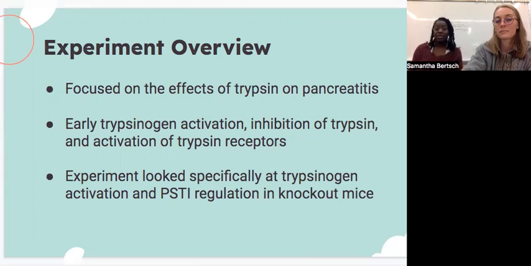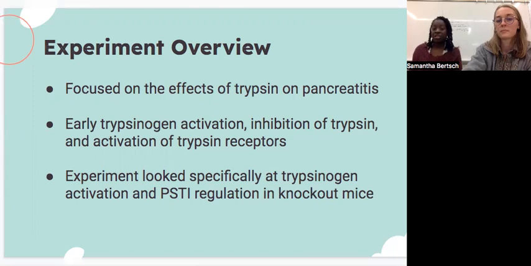Pancreatic secretory trypsin inhibitor, also known as PSTI, is a competitive trypsin inhibitor that was previously discussed in the presentation. This inhibitor is used to regulate the production of trypsin. However, in the case of mutations in this molecule, trypsin will continue to be created without stopping. This will lead to overproduction of trypsin, which will result in pancreatitis.